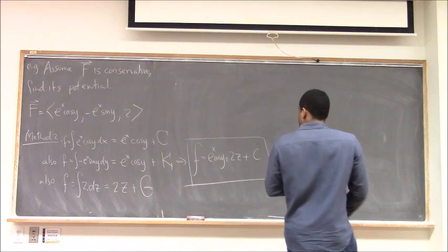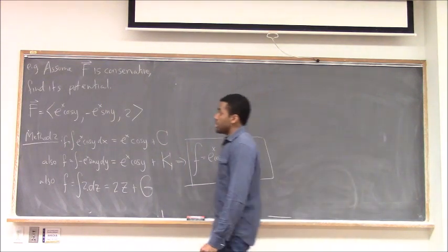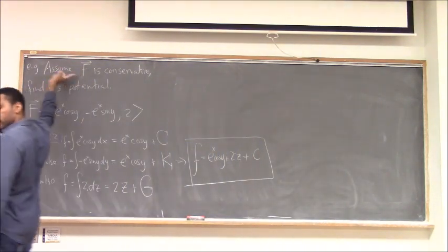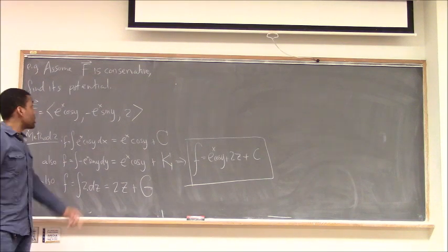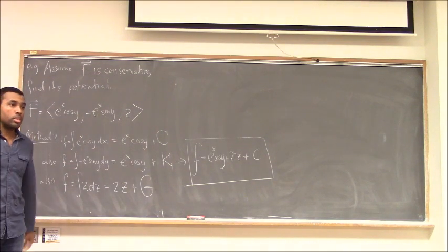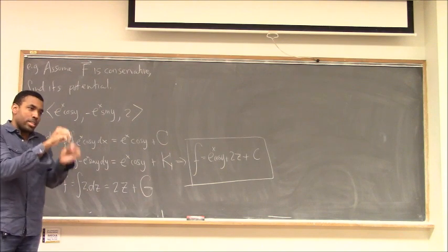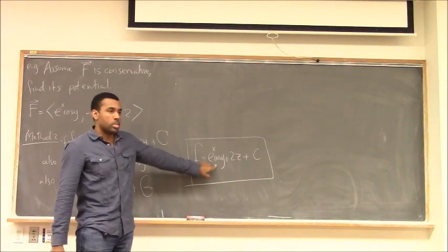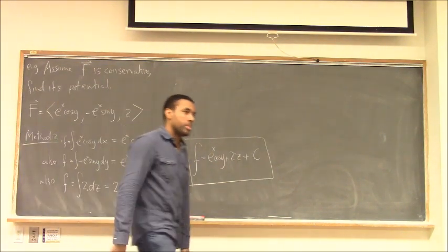The important thing about that guy is that if I need to do a line integral of this guy, if I need to do the integral of f dot dr for this guy, and I know the endpoints, I don't have to actually parameterize and do all that stuff. I just plug the endpoints into this function and subtract them.